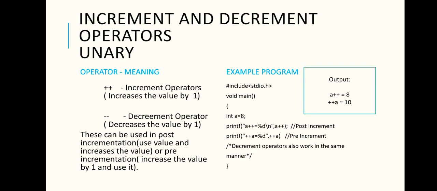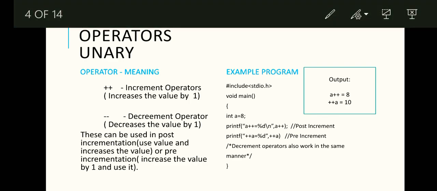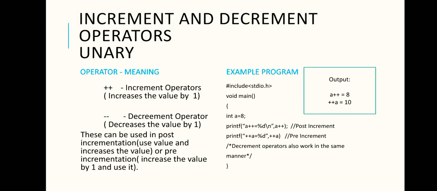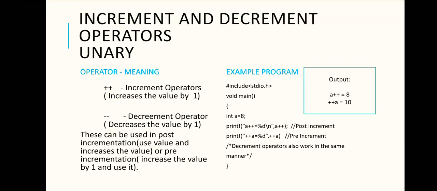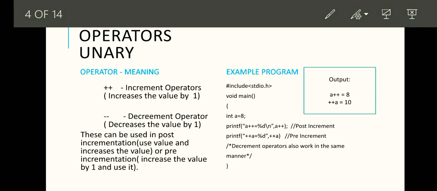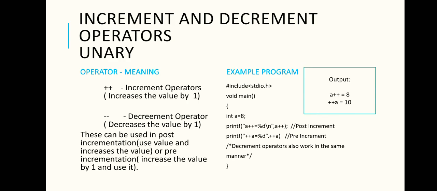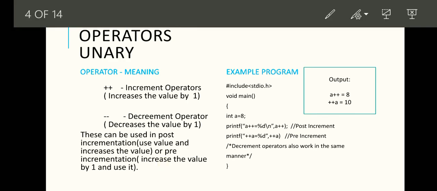Then we are going to see another important class of operators called the increment and decrement operators. These operators are unary operators, and we have two types: the increment operator, which increases the value by 1, and the decrement operator, which decreases the value by 1. We also have subtypes in these operators called post-increment, pre-increment, post-decrement, and pre-decrement. Post-incrementation is nothing but using the given value and then increasing the value. Pre-incrementation is increasing the value and then using it.